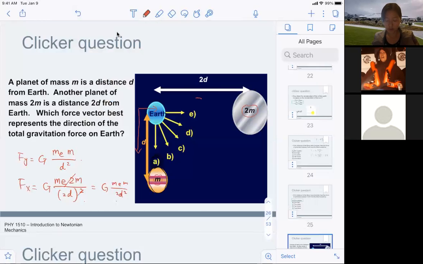Based on these drawings, which one of these is correct? It would be B. Yes, very good. It should tilt a little bit more downward because the vertical component is stronger. Excellent. I will see you shortly in the main session.